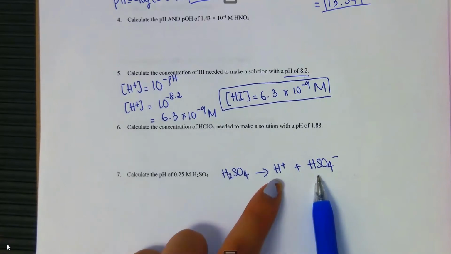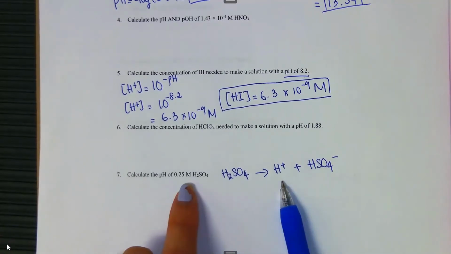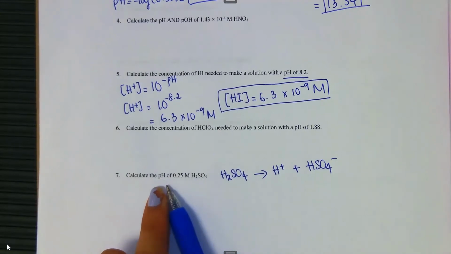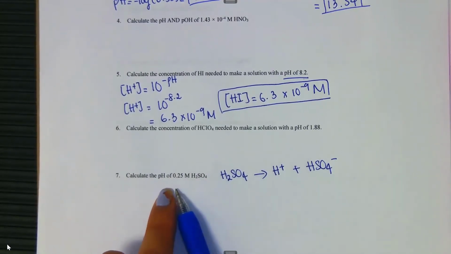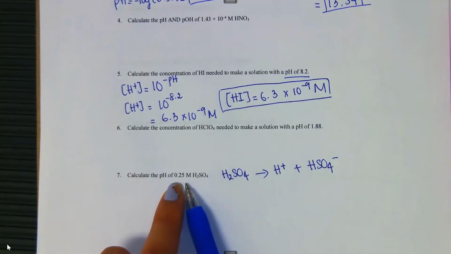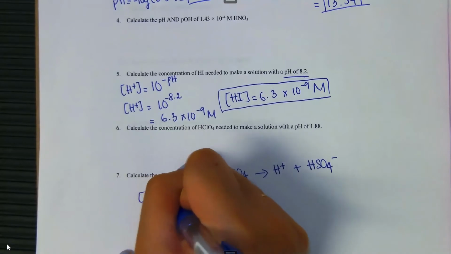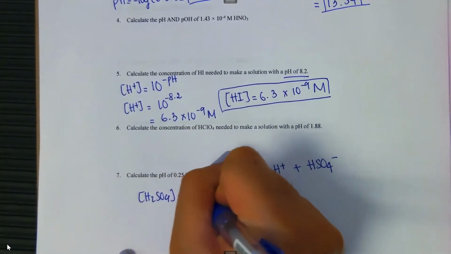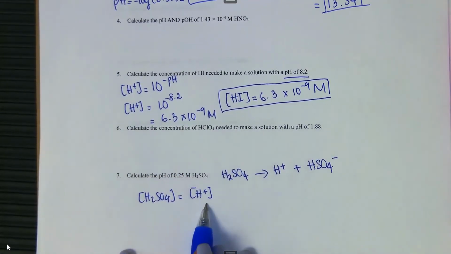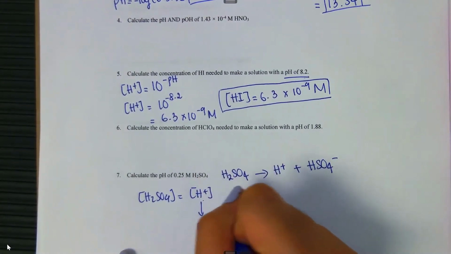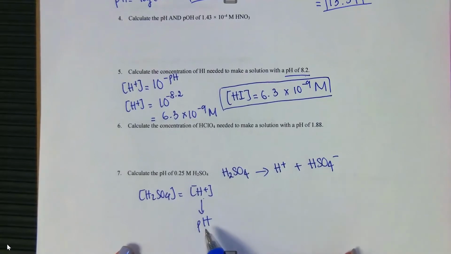Now, let's follow along with what we just did from 1 through 4 and find out the pH. I'm going to let you do that on your own. It's going to be the same thing, where the concentration of sulfuric acid would be equal to the concentration of the H plus. And then knowing the H plus, you can find the pH from there. It's the same process.